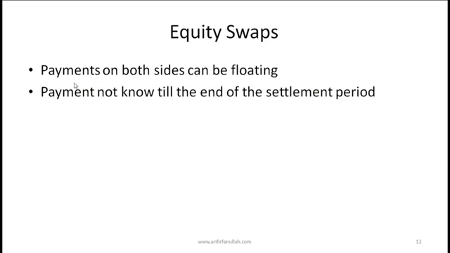Just to highlight 2 points, because these can easily show up on your exam. I've already talked about this, but payments on both sides can be floating, and I showed this in my example earlier where the equity index actually went down. So clearly the entity called the fixed rate payer still has a floating rate payment. Secondly, the payment is not known till the end of the settlement period. I think I've mentioned that enough times.